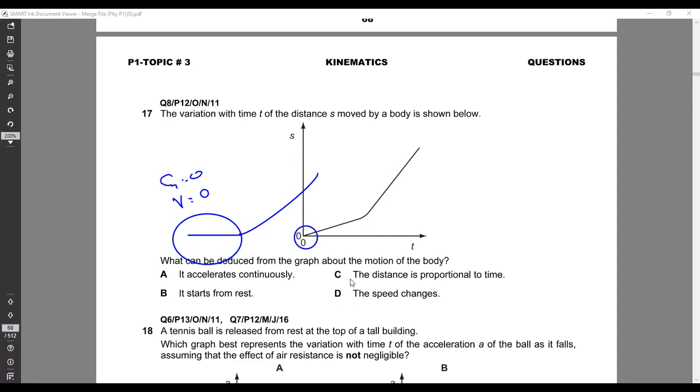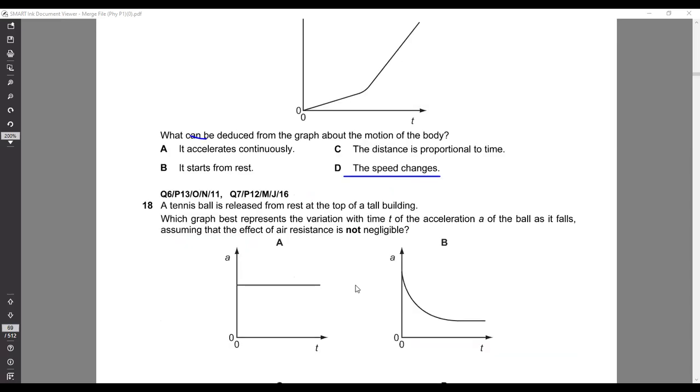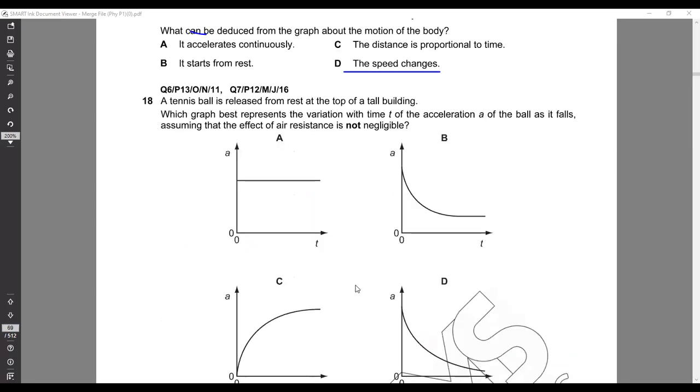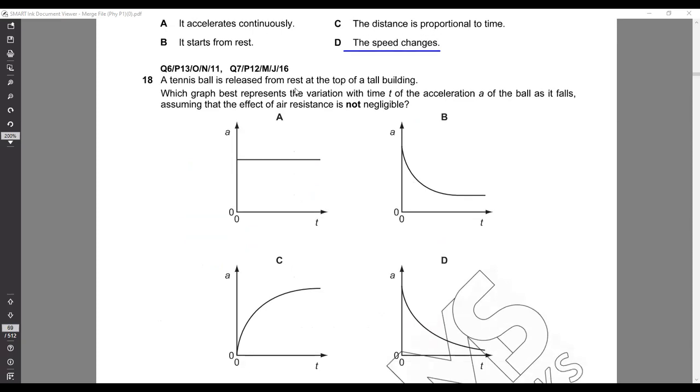Got your mistake, Tanya? Yes. So it's not starting from zero. It's just simple speed changes. Initially the gradient was less, later the gradient was more. Got it? So simply the speed changes. Try to answer this one. Be careful. In this case, it's the acceleration on the y-axis.